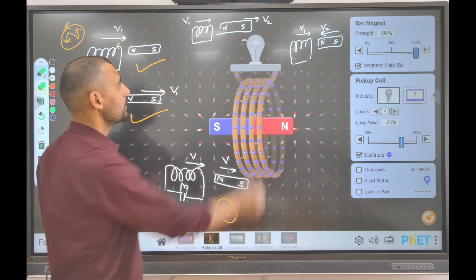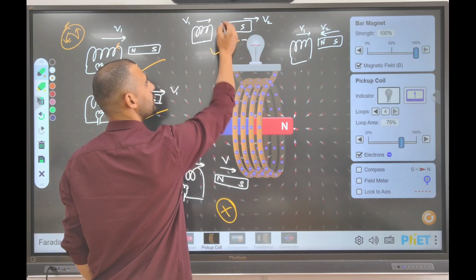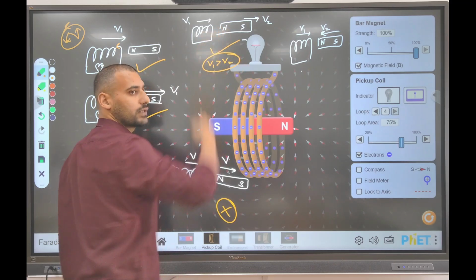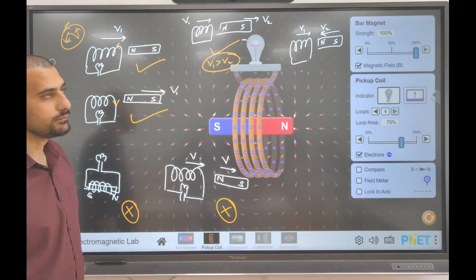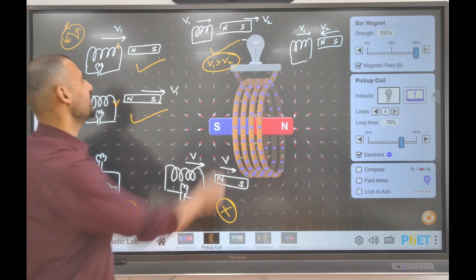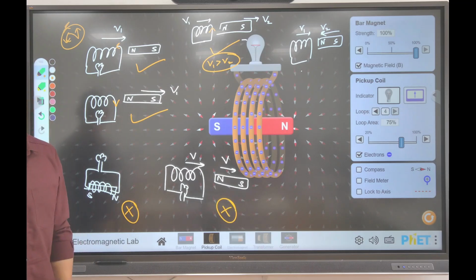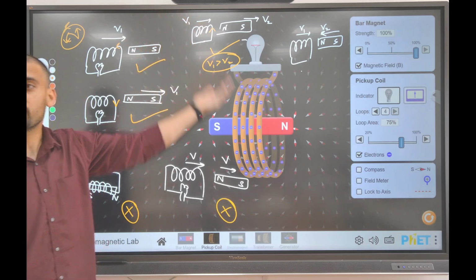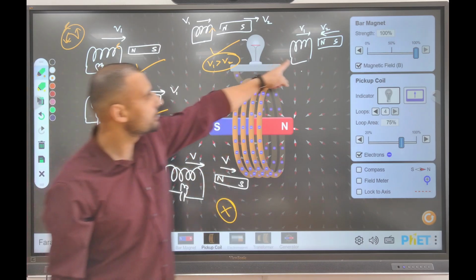What about this? Can you tell me? Okay, so yes, it is. But if v1 is more than v2, tell me the direction of the current in the loop. v1 is more than v2. It will be north. Exactly. So it will develop the north pole. So the current will be something like this. Understood? So current is being generated because of the magnetic effects. This is electromagnetic induction.